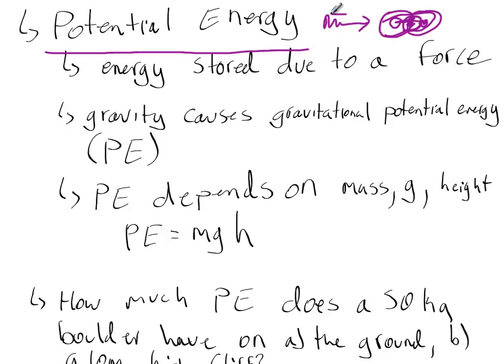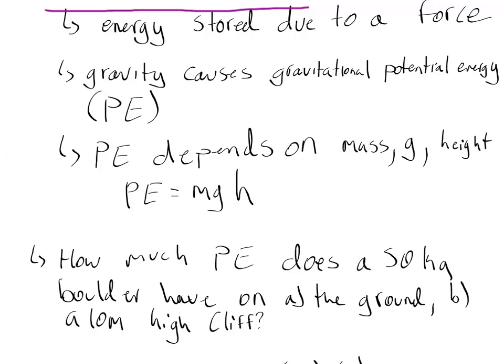If you stretch a spring out, you pull it this way, the spring pulls back this way. If you let go, it's going to snap back. It's storing some energy. But the biggest one we worry about is the one from gravity. When you lift an object up, it now has the ability to fall, or it has the potential to fall.